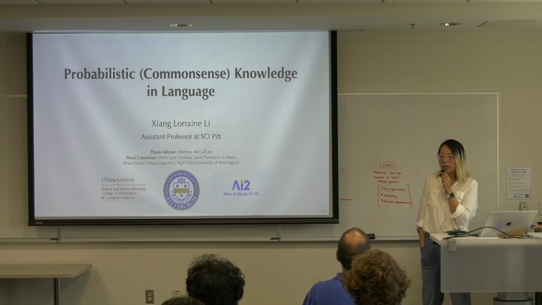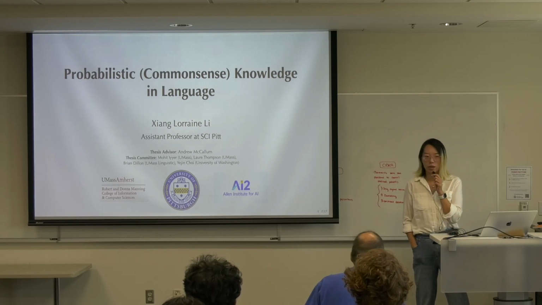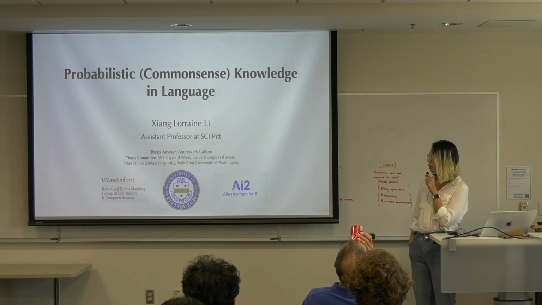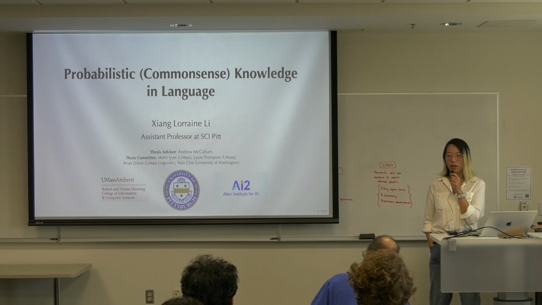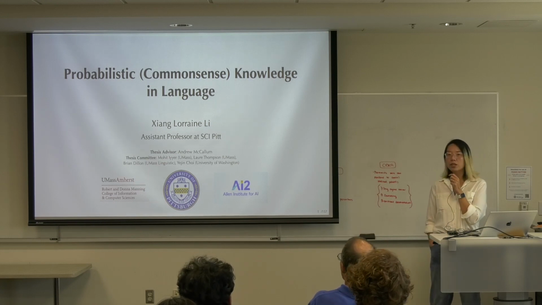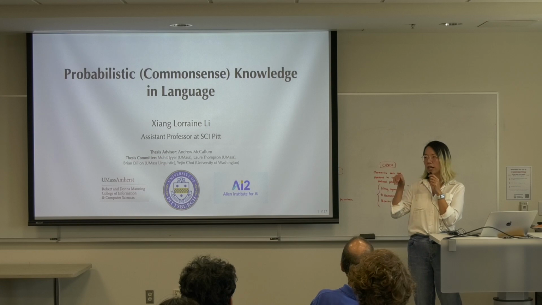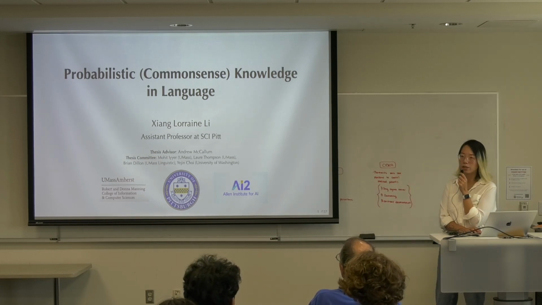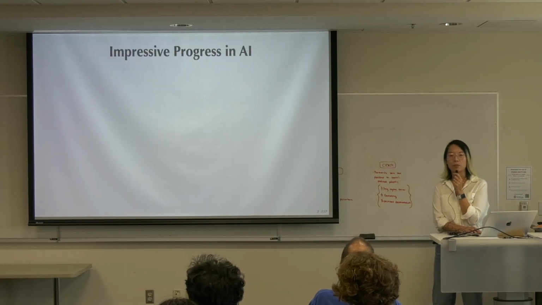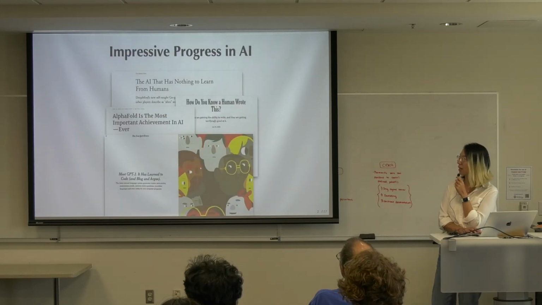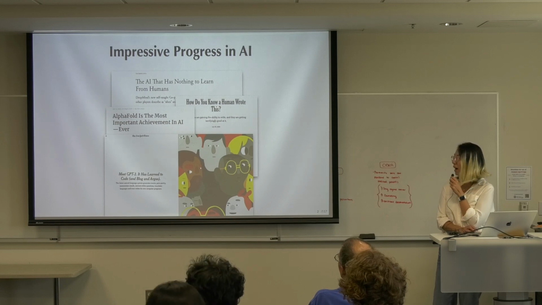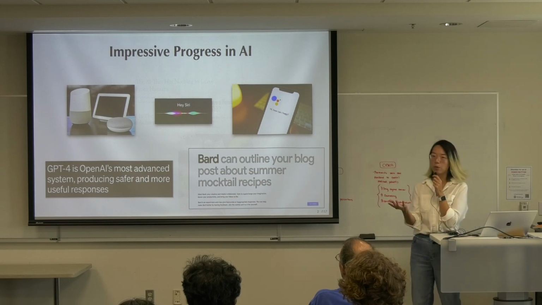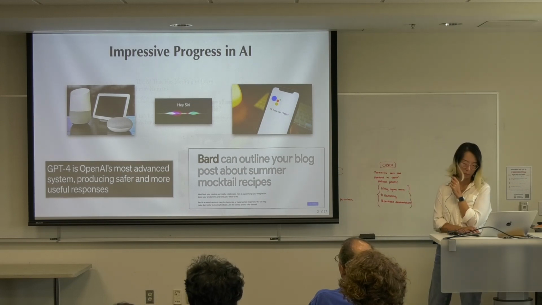I'm a new assistant professor, just started this year at Pitt. Previously, I did my master's at UMass, and then before joining Pitt, I spent one year at AI2 doing a postdoc. My main research interest lies at the intersection of NLP and machine learning, specifically probabilistic common sense knowledge. There has been impressive progress. As we all know, ChatGPT and GPT-4 are everywhere, so the interactions between us humans and these large language models are becoming increasingly important.